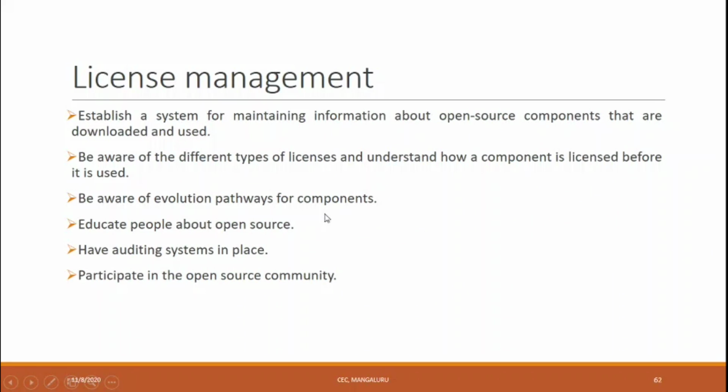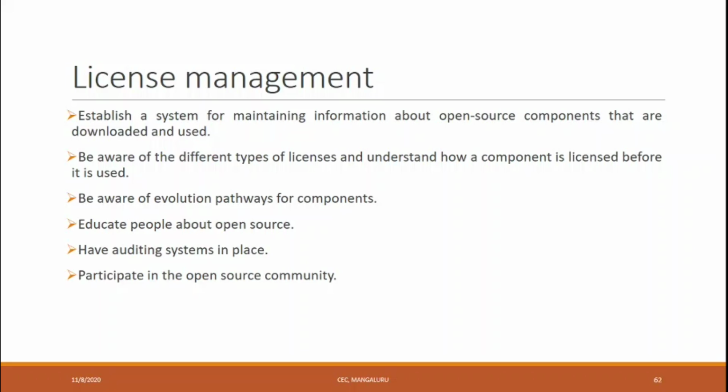Now, license management. Once you are making use of an open source license, what management has to be considered? Some companies suggest the following for managing the project. One is to establish a system for maintaining information about open source components that are downloaded and used. You have to record all the open source components downloaded and how they are used, and maintain that in the system. Whenever you download any open source tool, it should be noted who downloaded it, at what time, and whether they made use of the component, and so on.